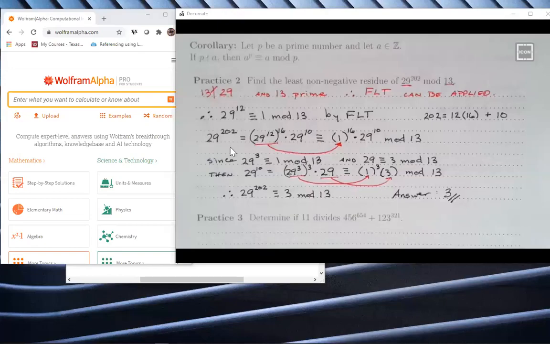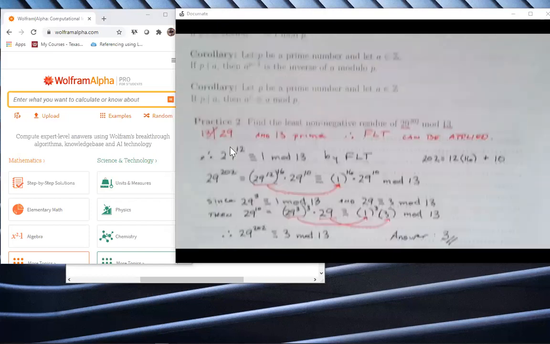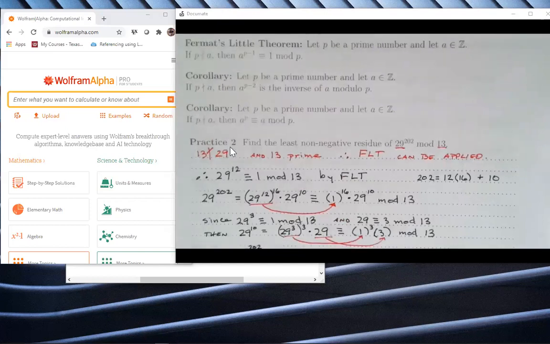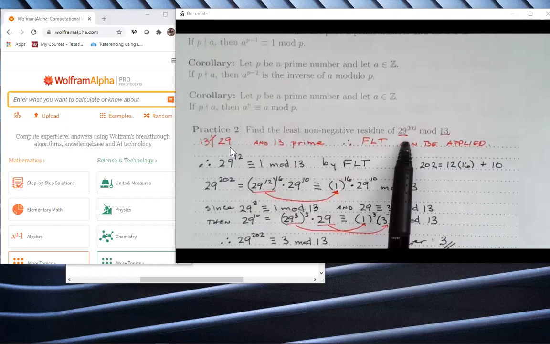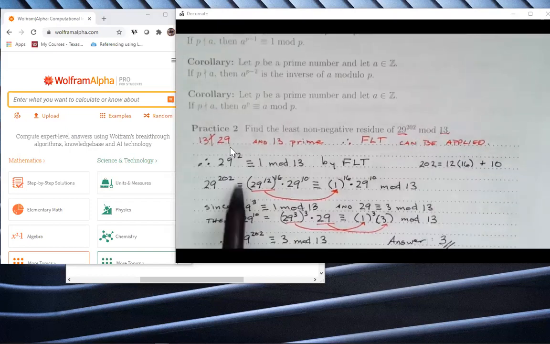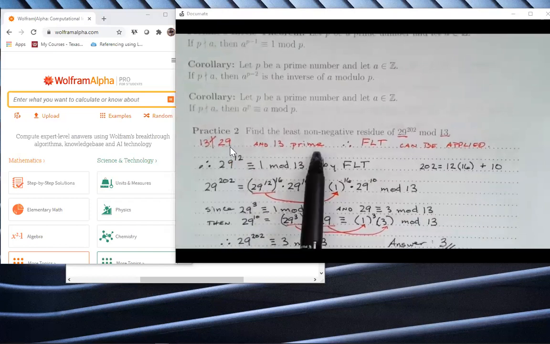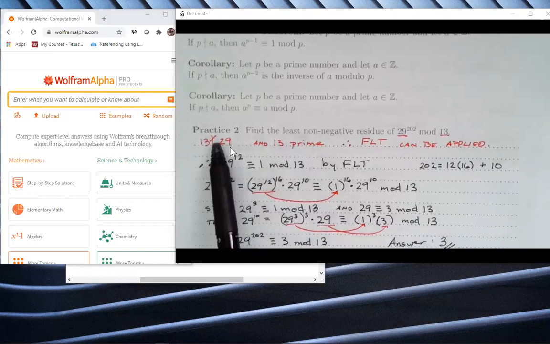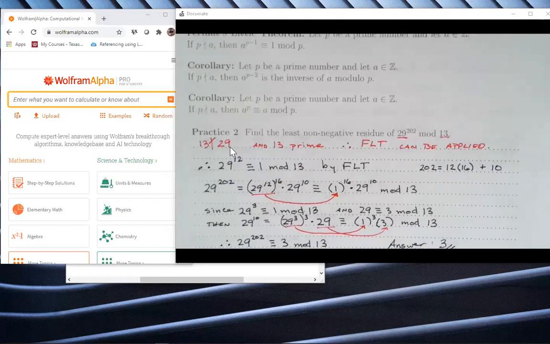Okay, so in our last video, we did a little bit of work with Fermat's little theorem, and we solved this particular problem, finding the least non-negative residue of 29 raised to the 202nd modulo 13. Right? And one of the important steps was to recognize whether or not 29 and 13 were relatively prime, so that Fermat's little theorem could be applied.